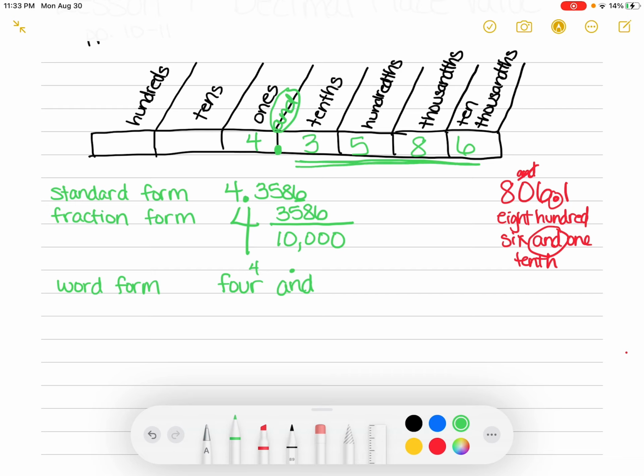this number, the 3586. So if that was just a number and not after my decimal point, I would say it was 3,586. So I'm going to write that, 3,586. And then for the very end, you're going to write what the last one is in place of. So then I'm going to write 10 thousandths.